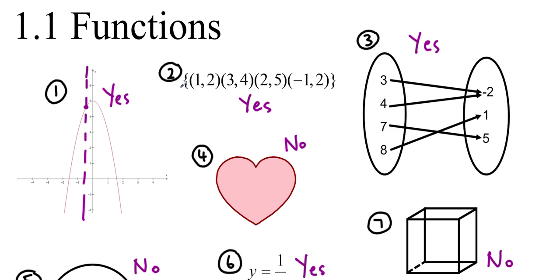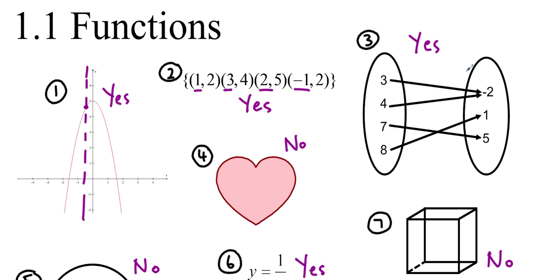Number 2 is a set of ordered pairs, so you can see that it's x, y, x, y, x, y, x, y. So we're only going to look at the x values. We don't care about the y values, because we only care about repeating x values. So here we've got the 1, a 3, a 2, and a -1. There's no repeating, so it is a function.